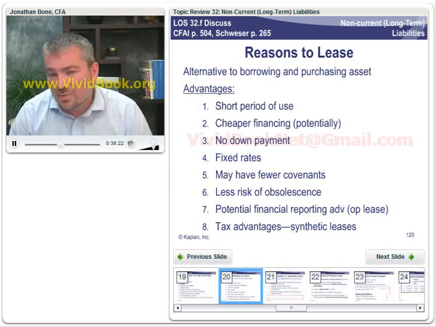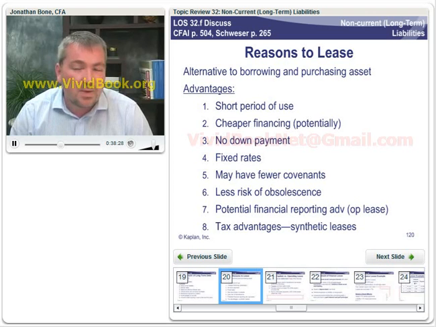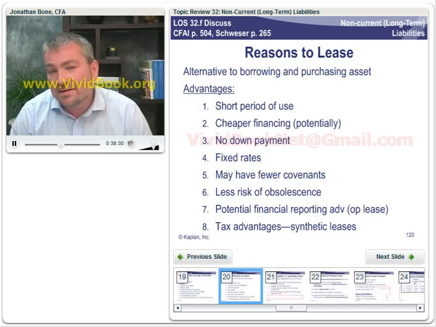Potential financial reporting advantages. Now, this is to do with operating leases, which is our classic form of off-balance sheet finance. We see no asset, but more significantly, we see no liability for operating leases, even though we've got a commitment to make future payments under the terms of the lease.